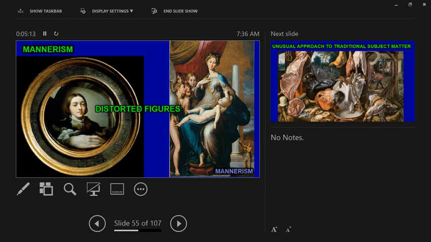All right, so the distorted figures was a popular theme in mannerism. And if you look at the painting on the left, that is a convex mirror. That's a mirror that bows out and gives this fisheye lens look. That was a popular type of mirror at the time, and the Mannerists loved doing self portraits in that convex mirror. On the right, we have this Madonna and Child, which we will look at in more detail later on, but her figure is definitely distorted, and that's done on purpose.